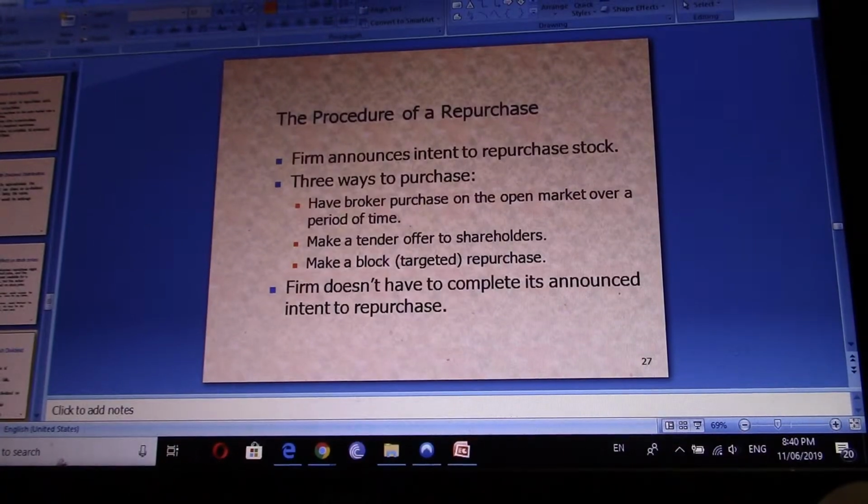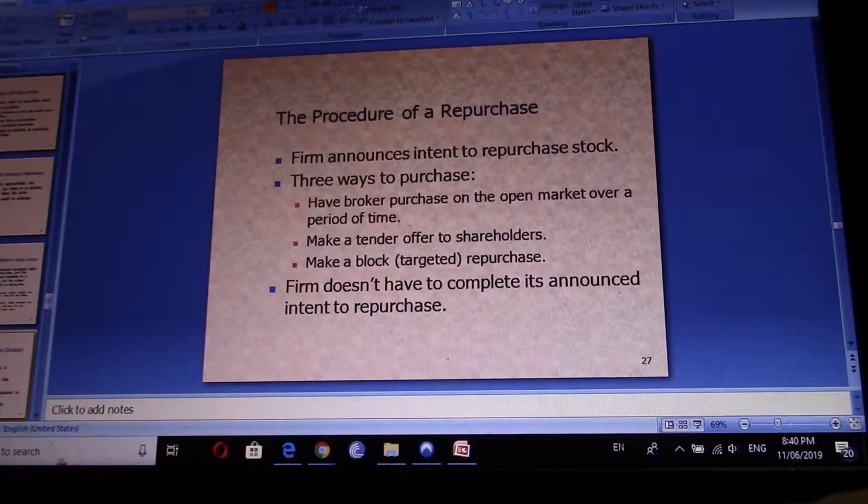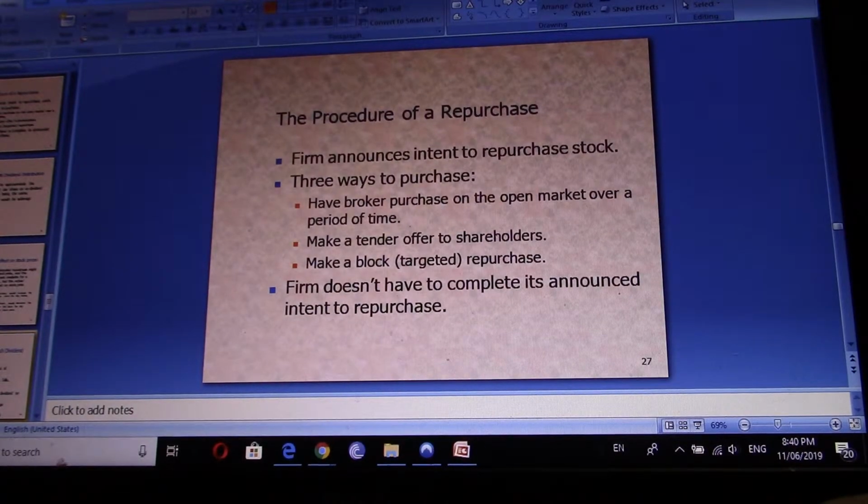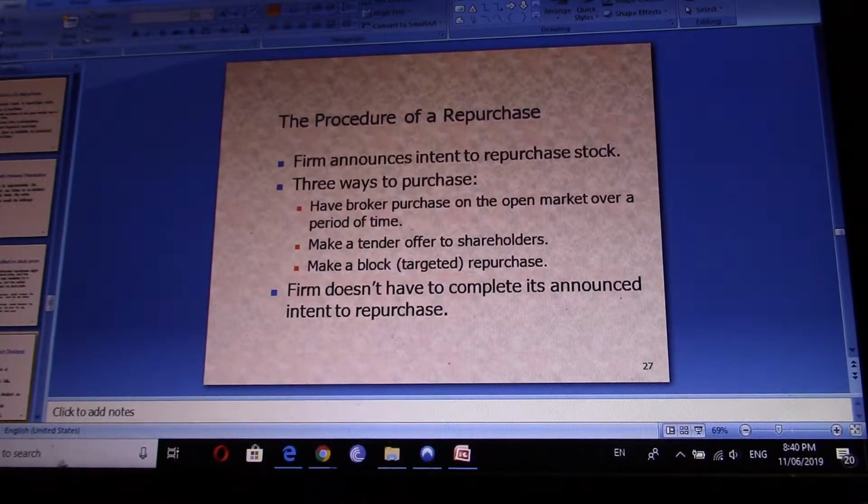This is the procedures of repurchase. We usually believe that when there is a repurchase, the stock price will go up, but the firm value will not change, because share repurchase is not an event that will change the operations of a firm. The company just buys shares back from the market. It's not some major corporate event, so firm value will not be affected by that.